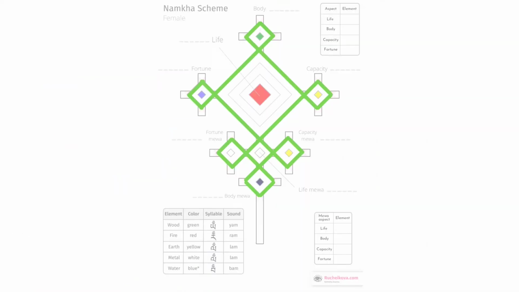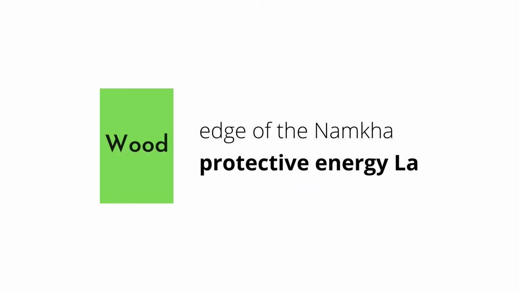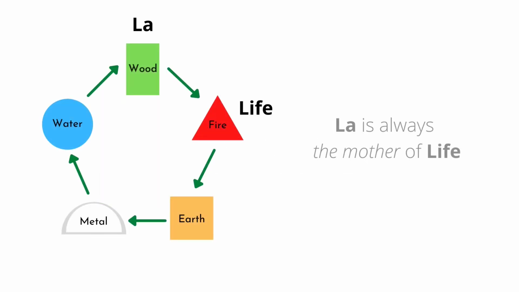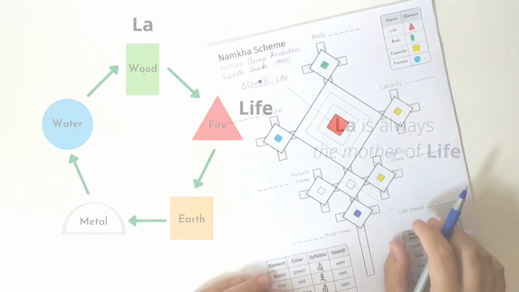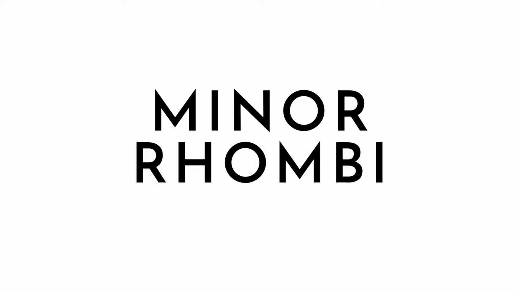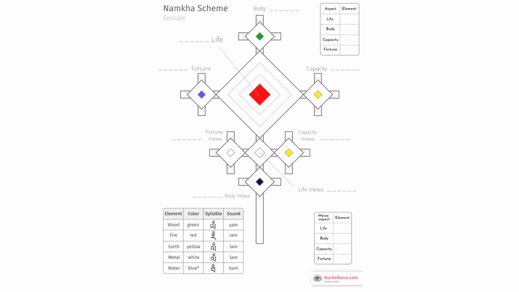Wood will be the edge element of all Namkha. It symbolizes protective energy, La. Your La is always the mother of your life. That's how we build protective structure. In honor of life, the most important aspect in the Namkha, we repeat the sequence three times. Now let's go to the minor rhombi.